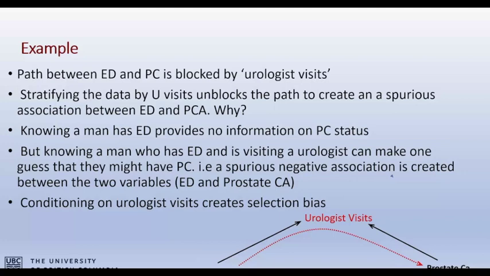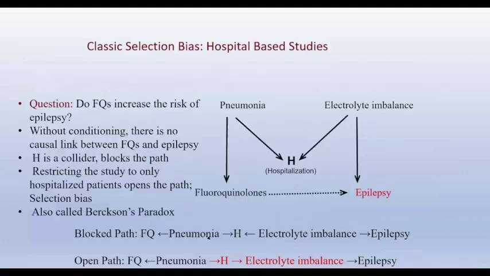And the reason for that is that when we know a man has prostate cancer and has visited a urologist, it's easier to guess that they may or may not have ED, and they become correlated that way. So what we call collider bias, collider stratification bias, or in epi terms, selection bias has occurred when we have stratified our analysis by urologist visits.